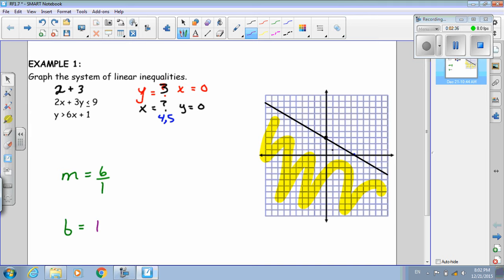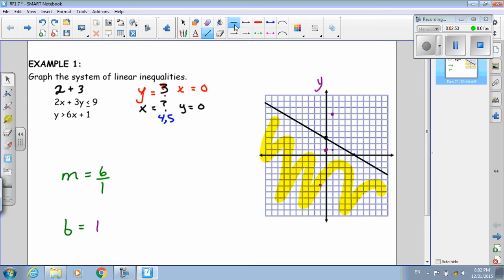1 on the y-axis, and then a vertical displacement of 6, and then 1, and then let's do another point just to be sure. Down 3, down 3 more, and then 1. So that gives me a straight line.